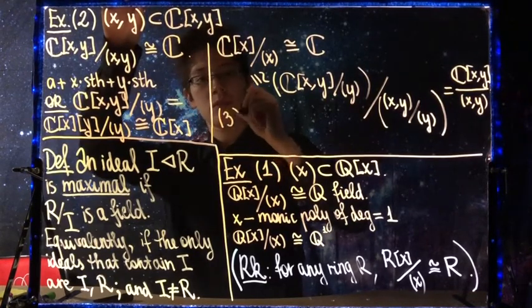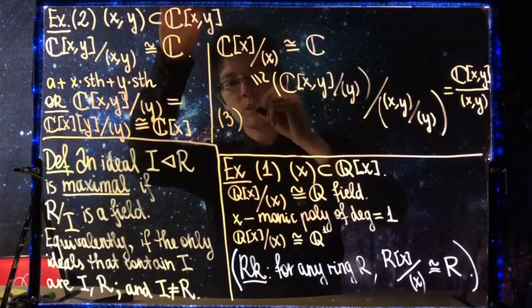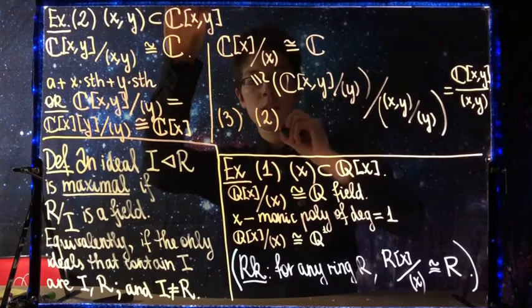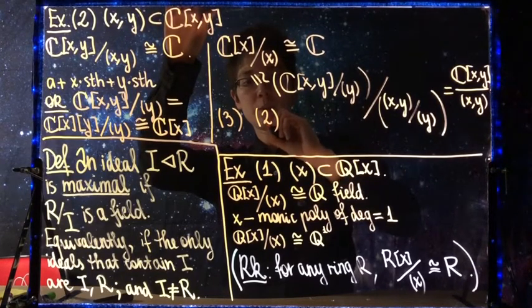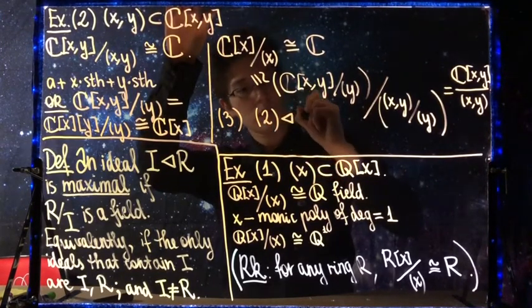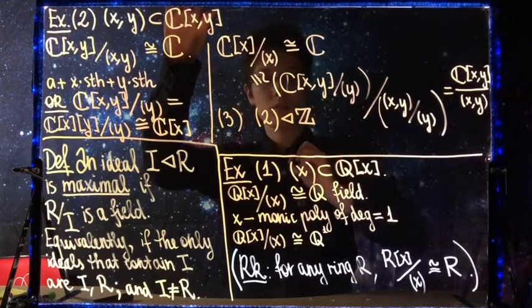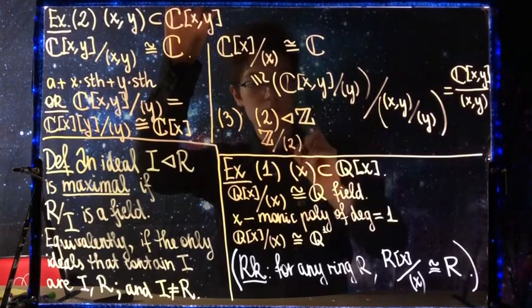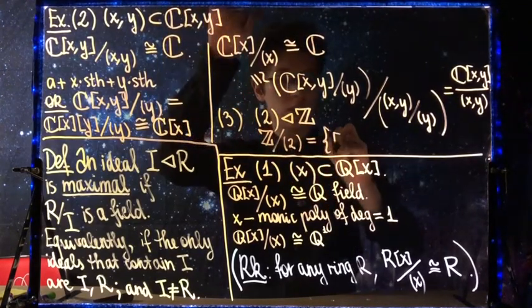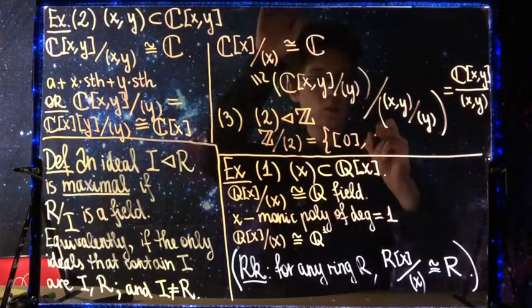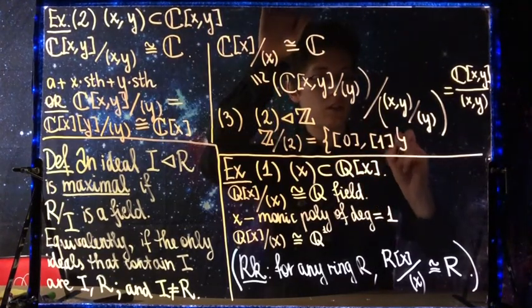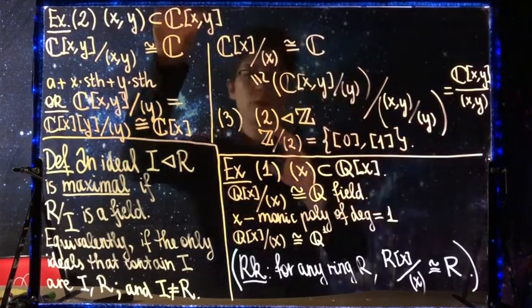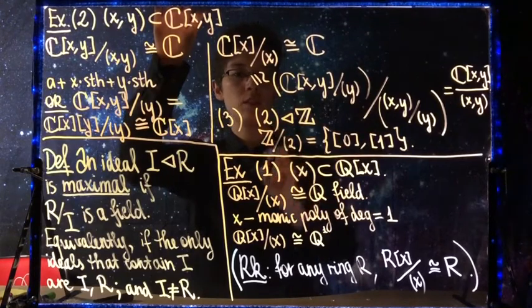And the third example of a maximal ideal, this example is very small. We take the principal ideal generated by 2 inside the integers. Then Z mod 2 is the ring consisting of 0 and 1. And you can see that it is a field with 2 elements. Therefore, 2 is a maximal ideal.